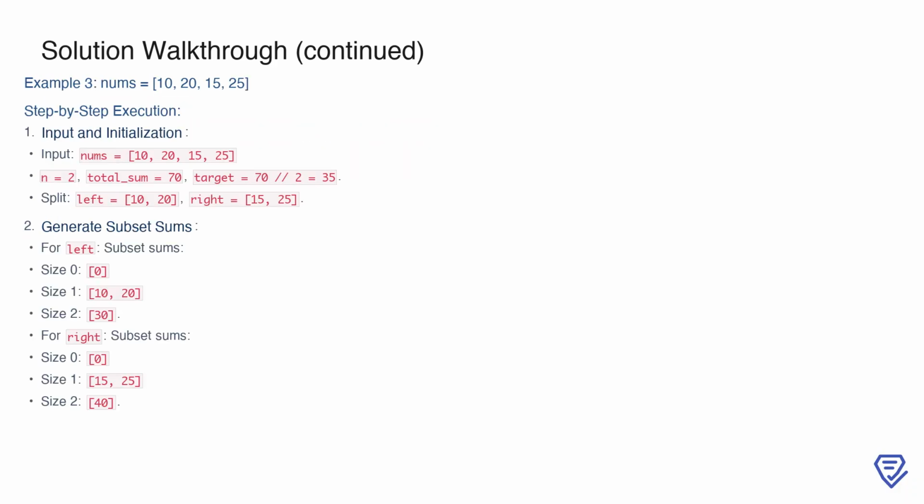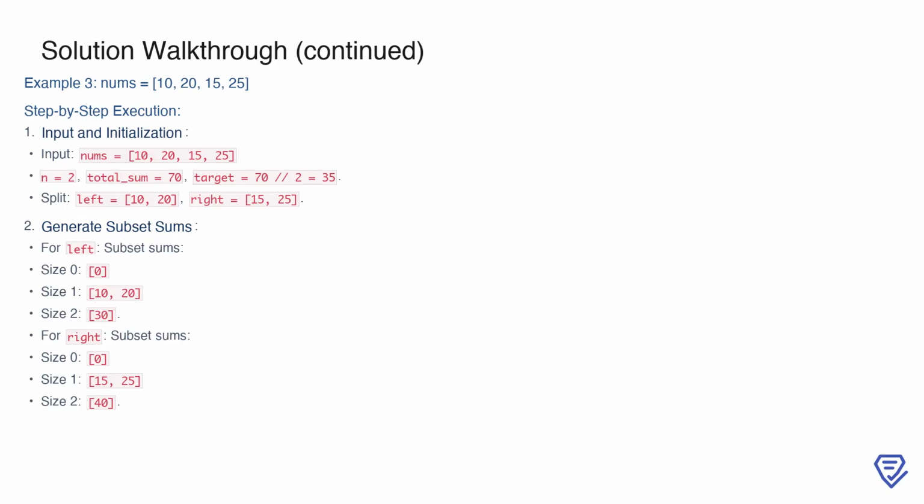Let's now explore a third example with the input array nums equals [10, 20, 15, 25]. Here, the length of nums is 4, so n equals 2. The total sum of the array is 70, and the target sum for each subset is 35. The array is split into two halves, left equals [10, 20], and right equals [15, 25].